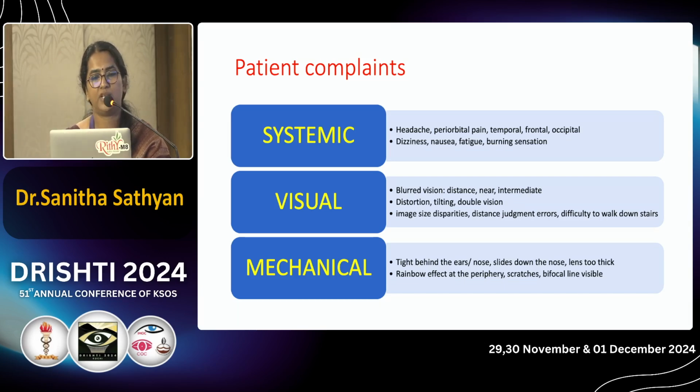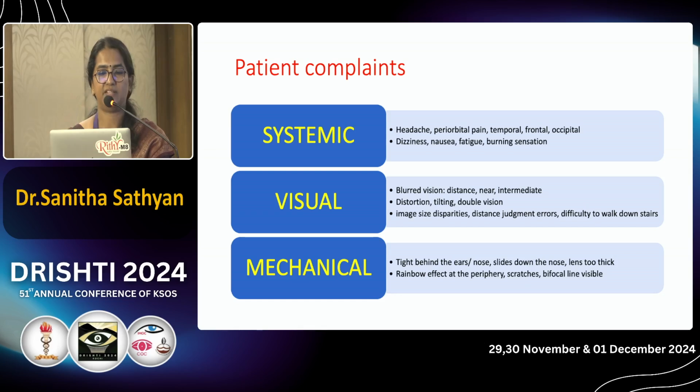And what are the visual complaints? Mostly they will say that they have blurred vision for distance, near, or intermediate, and distortion of images, tilting of images, ghosting, or a kind of double vision is also very common. Some patients, especially with anisometropia, might complain of image size disparities and distance judgment errors. Sometimes a patient may complain that they have been tripping frequently, or are not able to walk down the stairs. So depth perception may be impaired. And mechanical things are a little lighter.